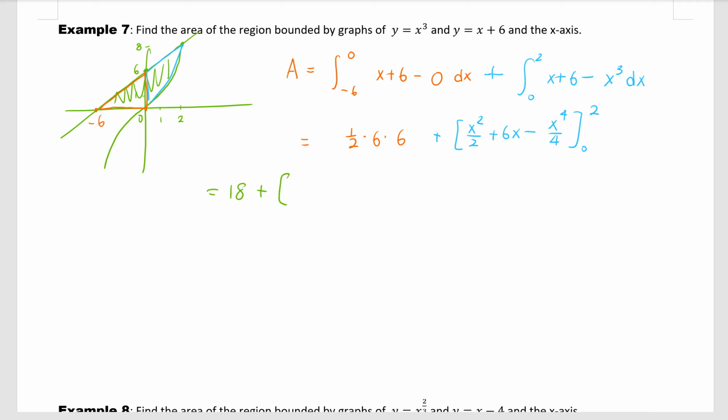And we plug in 2 first. 2 squared, 4. 4 divided by 2, 2. 2 times 6, 12. 2 to the 4th, 16. 16 over 4, 4. Oh, when we plug in 0, 0 is really a lovely number. Saves a lot of work. 2 plus 12, 14. 14 minus 4, 10. So this is 18 plus 10, and we get 28. So far, so good, everybody?